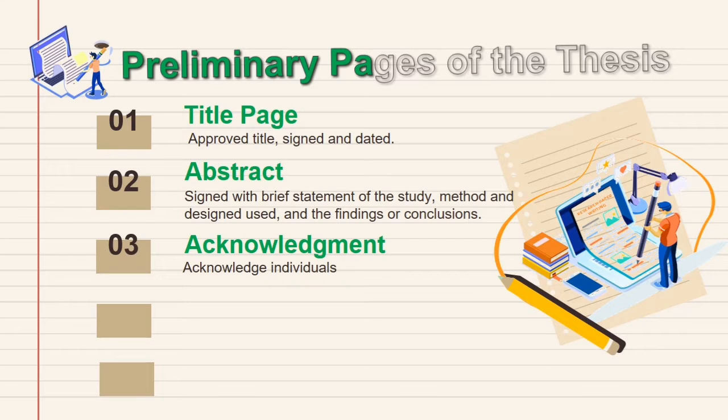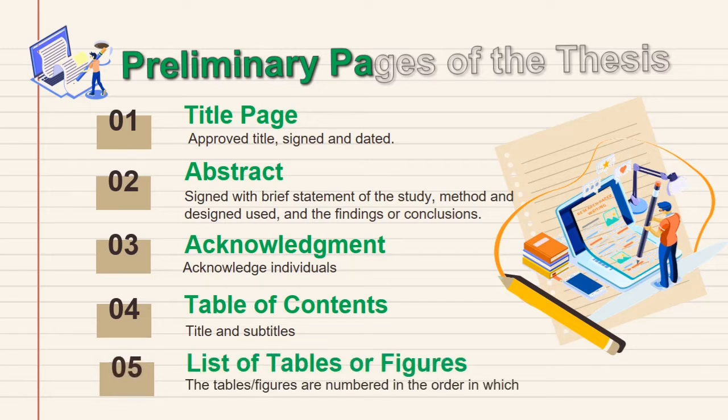Next is the acknowledgement. This page should acknowledge and or thank individuals for their assistance, and the researcher may cite the reasons for the study. Then we have the table of contents. Titles and subtitles in the table of contents are to correspond exactly with those in the text. Meaning, the manner of writing the titles and subtitles in the table of contents must be similar to how they are written in the text.